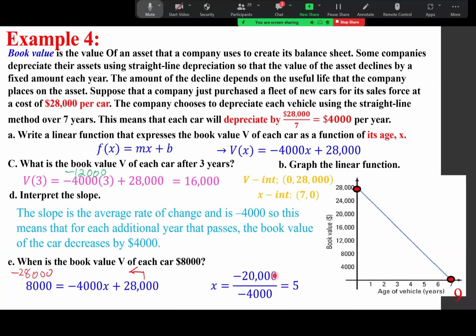So in 5 years, it'll be worth $8,000 because 5 times 4, $20,000 comes off of this value. It devalues by that much. It depreciates by that much.